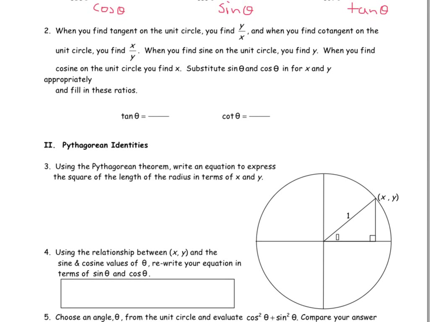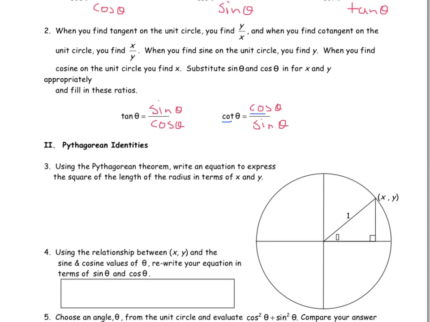Alright. Tangent is simply going to be sine of theta over cosine of theta. Cotangent of theta is going to be cosine of theta over sine of theta. The way I remember cotangent is cosine is on the top, so maybe we'll underline that. Cosine is on the top, and cotangent starts with co as well. So that's how you can kind of remember which is which.